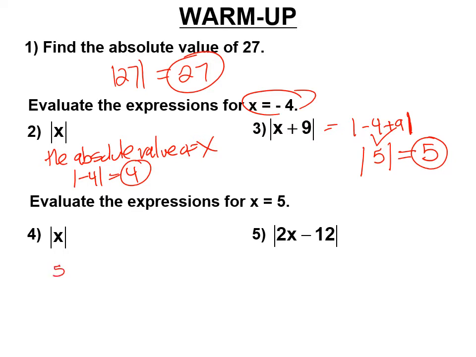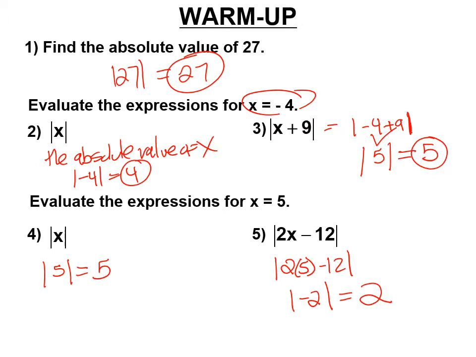So this is the absolute value of positive 5. It stays 5. This, you're going to do the 2x. So x is 5. So we're going to do what's inside the absolute value symbols, just like you would do inside parentheses. So 2 times 5, multiplication before subtraction. 2 times 5 is 10. 10 minus 12 is -2. So it's the absolute value of -2, which is 2.